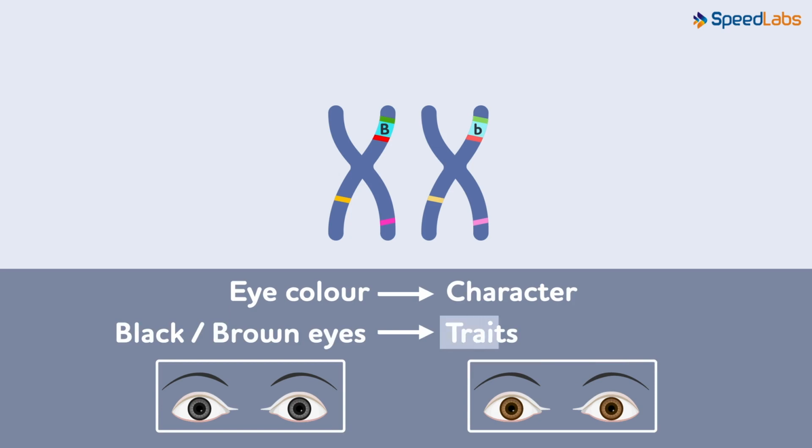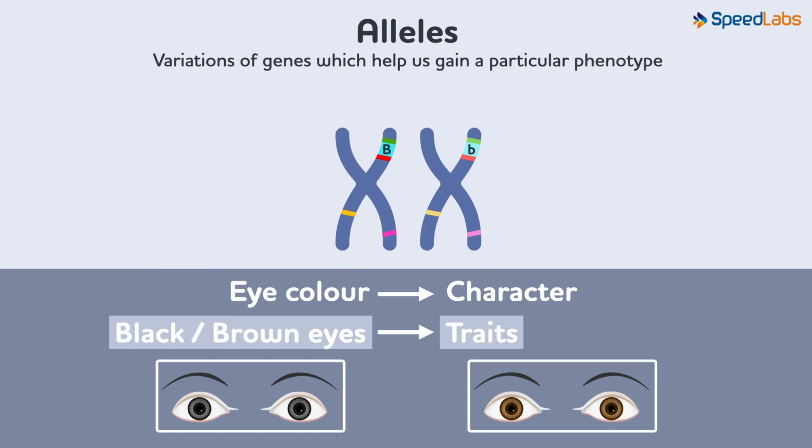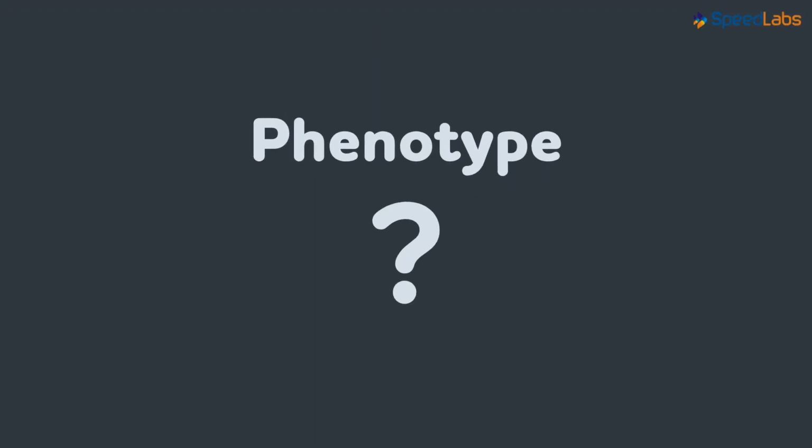So, these two traits are given by two genes, which is the gene for black eye color and the gene for brown eye color. These individual genes are nothing but alleles. In other words, alleles are the variations of genes which help us gain a particular phenotype. Now, this is one more new term that we've come across. What is phenotype? Find the answer in the next video.